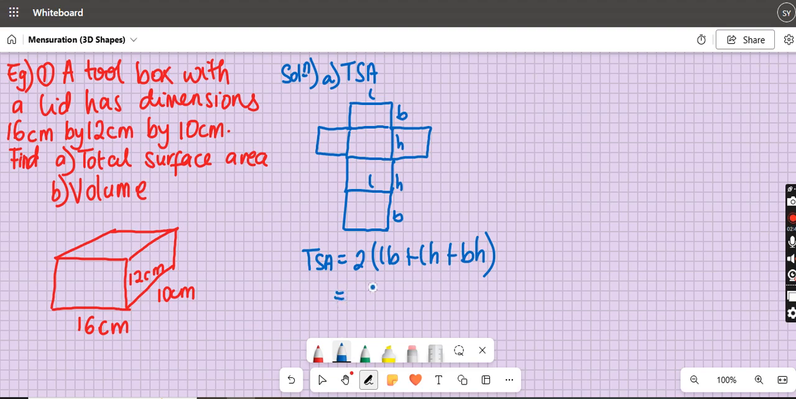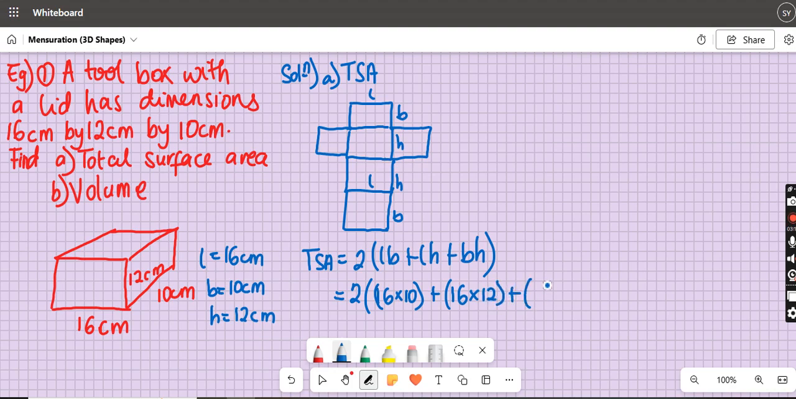Okay, so we can take 16 to be our L, that's the longest side. Our B should be 10 centimeters, and our height will be 12 centimeters. So our LB is going to be 16 times 10, plus LH, 16 times 12, plus BH, 10 times 12.